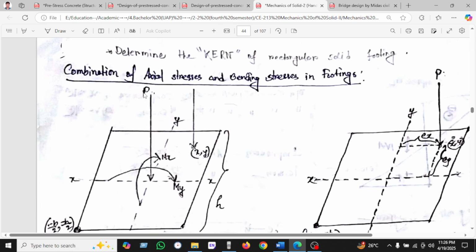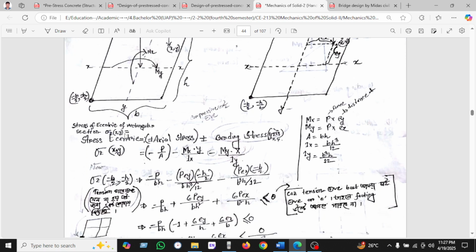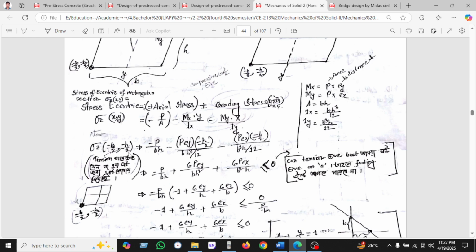This is the combined axial stress and bending stress at footing. It is taken here. We've been seeing the axial load is here. If the axial load is applied eccentrically like this way, it will be Ex and Ey. So how will we calculate the stress eccentrically? We've been seeing stress eccentrically as axial plus bending stress, which is minus P by A minus Fy by Ix into y, minus Ay by Iy. In this way we will find minus B by 2 and minus B by 2.